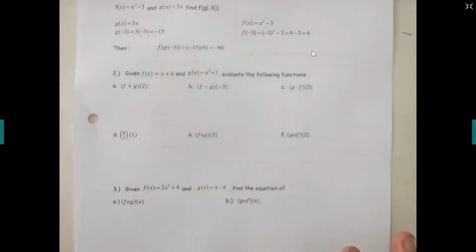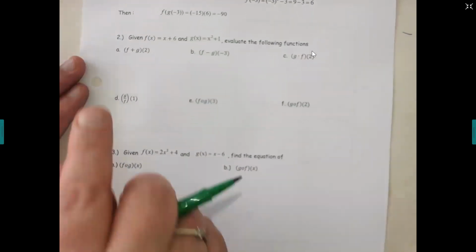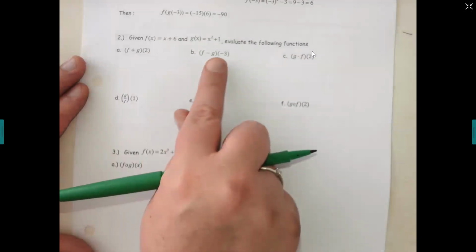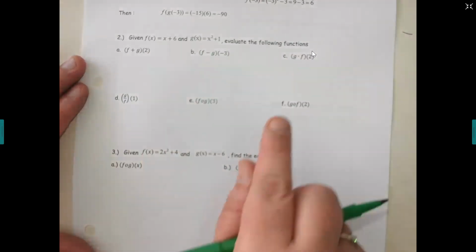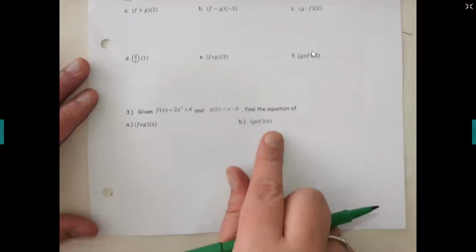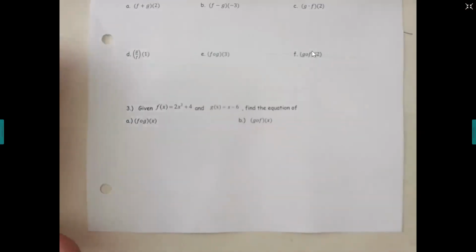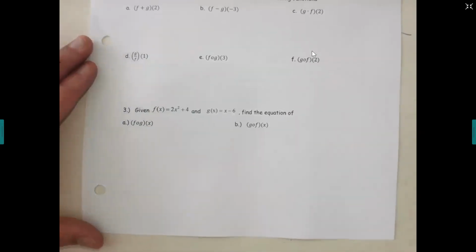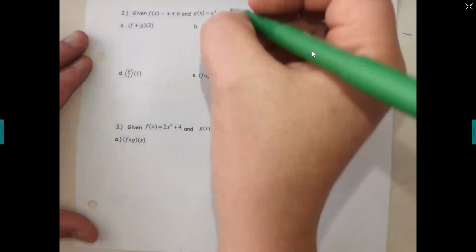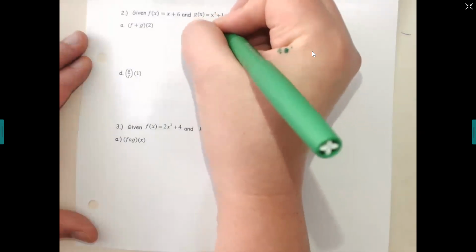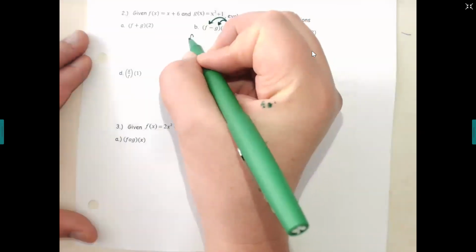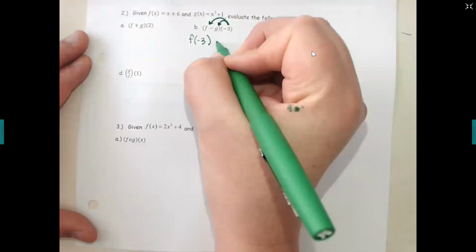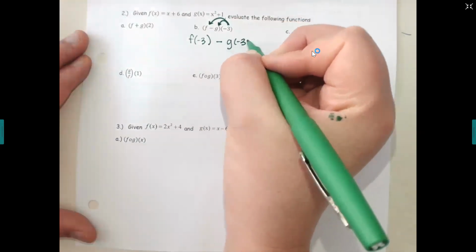Okay, so on the first page, you have some F plus, F minus. Notice that some of them have numbers plugged in, and then some of them have just X's, okay? So let's run through a couple of those. Let's do letter D. I have F minus G of -3. Remember that means I'm going to take the -3 and push it into both F and G. So I want F of -3 minus G of -3.